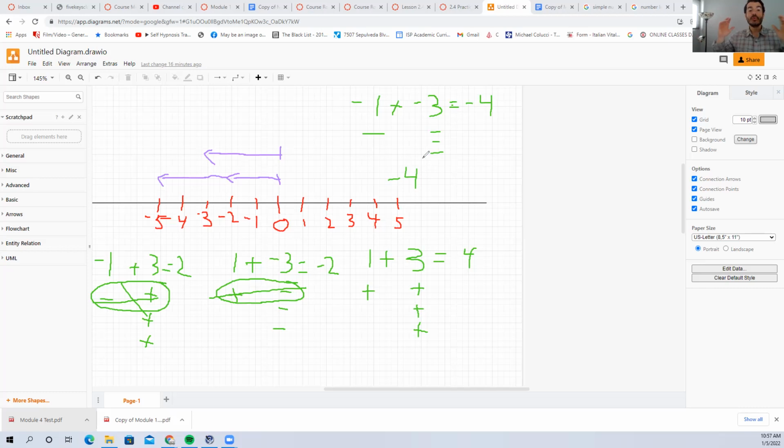Okay, so 2 methods of solving addition problems, because we haven't looked at subtraction yet, when you're dealing with both the negative and the positive real numbers. But let's take a look at one more method, and then we will get into subtraction, and then we'll get into the assignment.